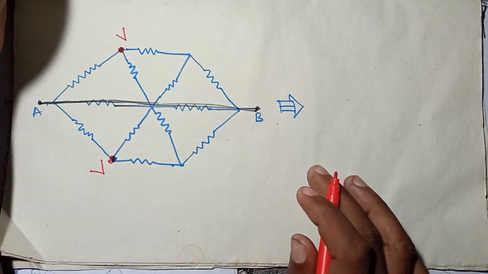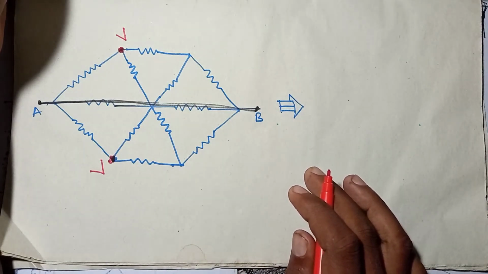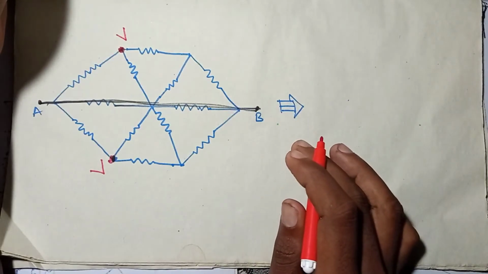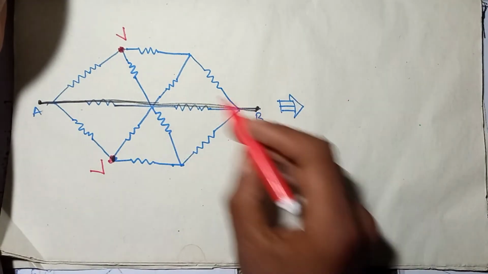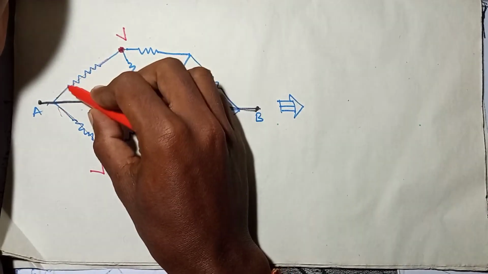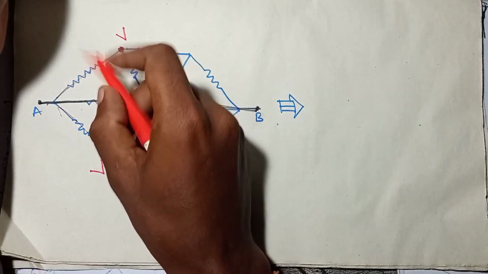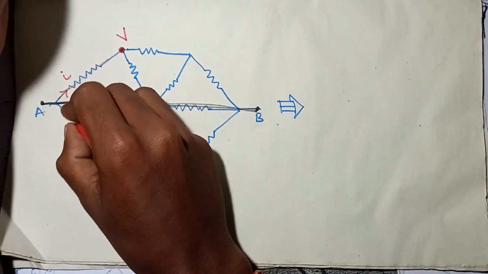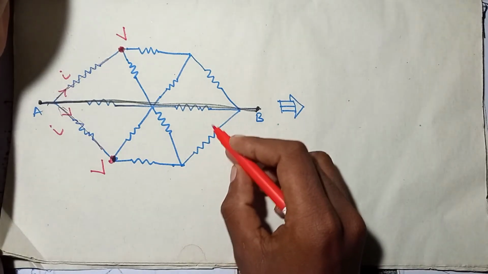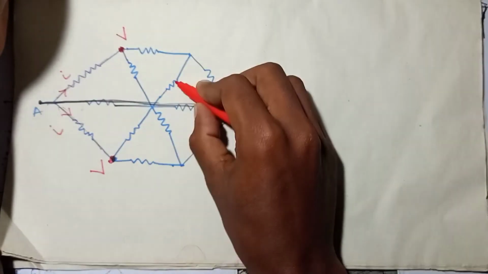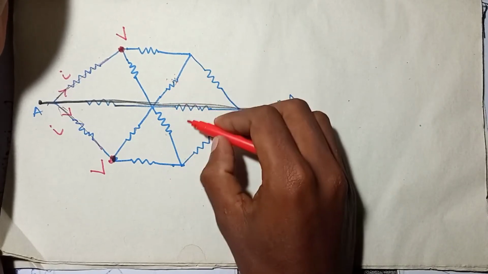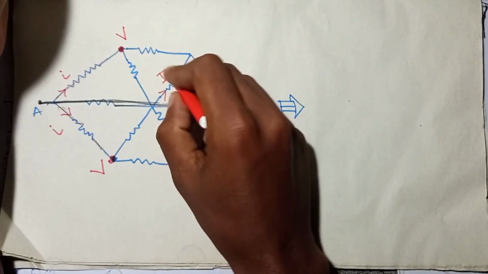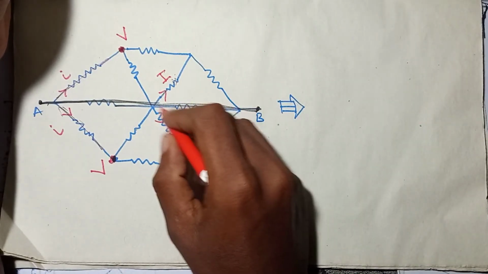Then point number 2 says that the mirror image branches, that means the branches which are mirror images of each other with respect to this straight line, have the same potential difference and the same current flowing through them. So this branch is the mirror image of this branch, and the same current flows through these two branches. Let's say a current I flows in this branch, then the same current I flows in this branch. Similarly, these two branches are mirror images of each other, so they have the same potential difference across them and the same current flowing through them. If a current I flows in this branch, then the current I also flows in this branch.